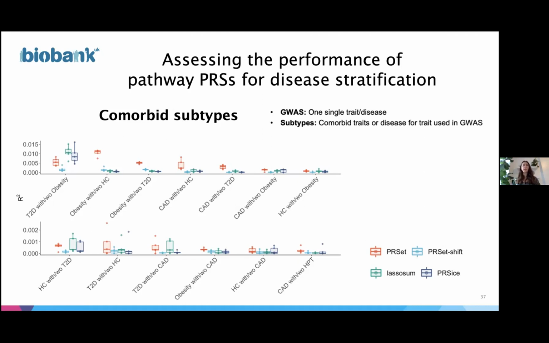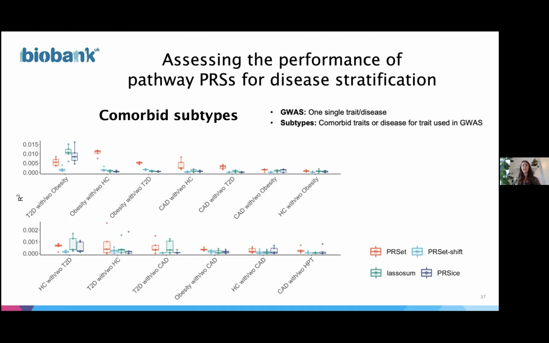So again, I'm showing here PRSet-shift, and the genome-wide polygenic score methods, LassoSum and PRECISE. And you can see that in most of the cases, the performance is much lower because also the sample size is much lower for these subtypes. But still PRSet was doing better than the genome-wide polygenic score methods.